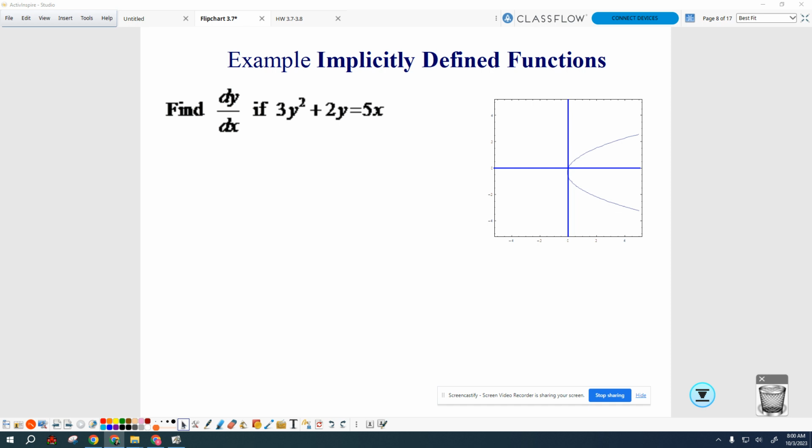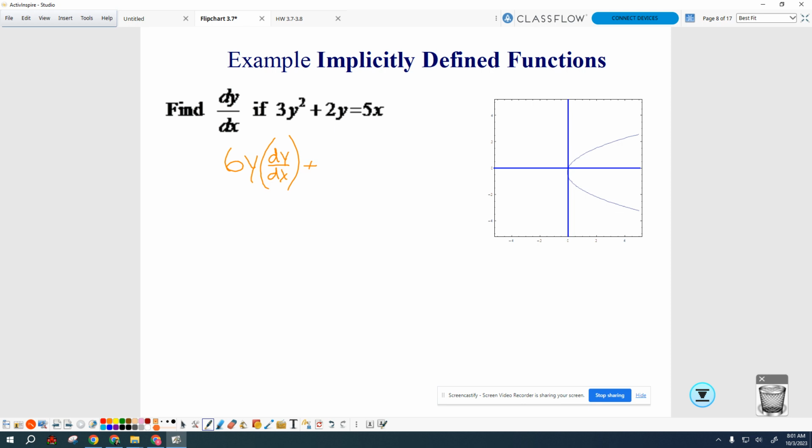Hadley, the derivative of 3y squared, 6y. So multiply by the power, lower the power, and then multiply by the derivative of the stuff inside, dy dx.